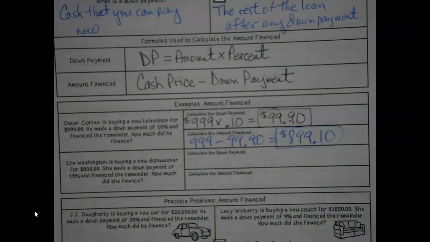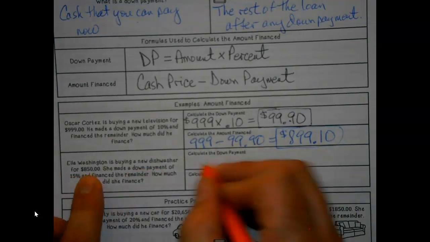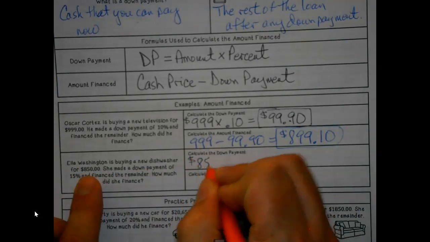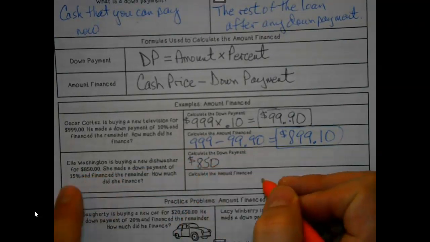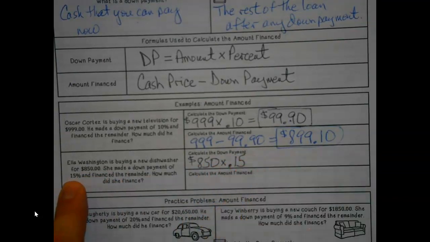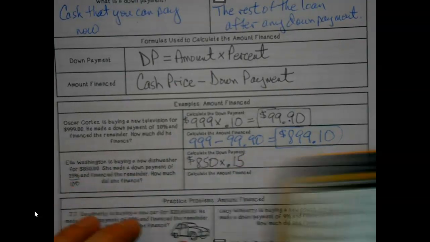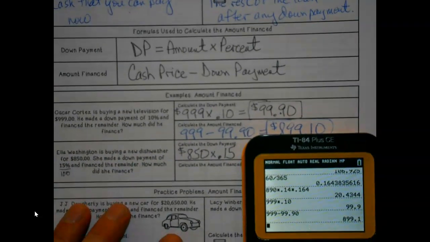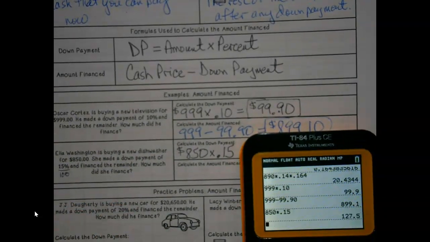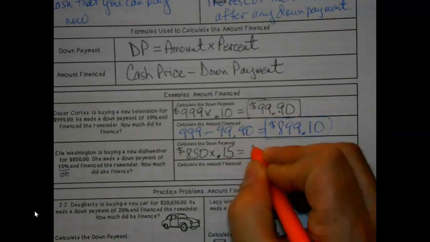And so again, just to get a couple, so we make sure we've got a good foundation here. Ella's buying a new dishwasher for $850. All right. She made a down payment of 15%. Again, if you're not sure on a percentage sometime, just divide it by 100. That'll get you your percentage. So $127.50.